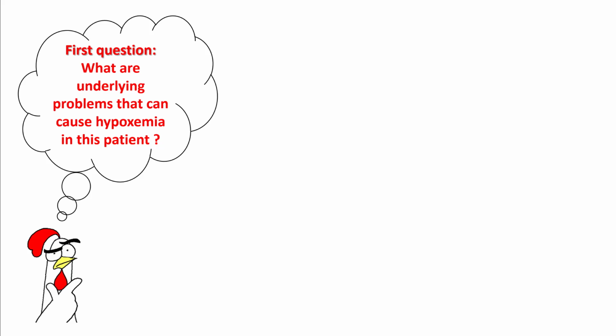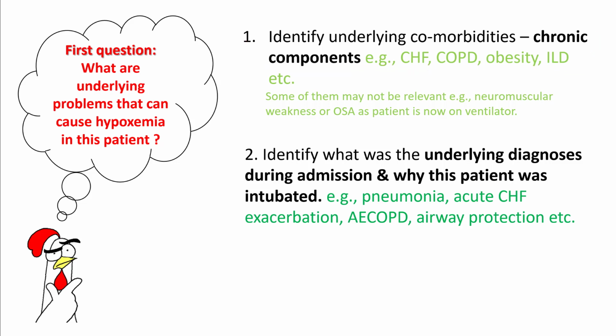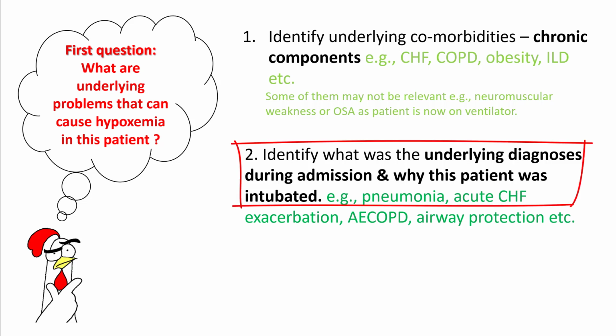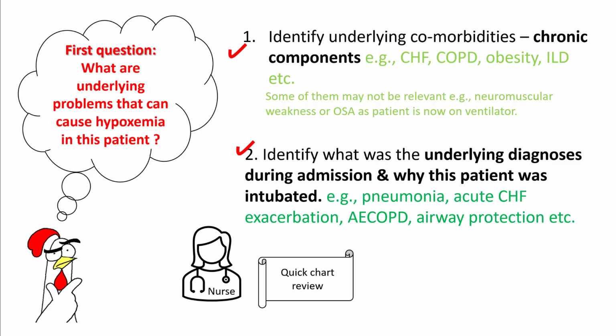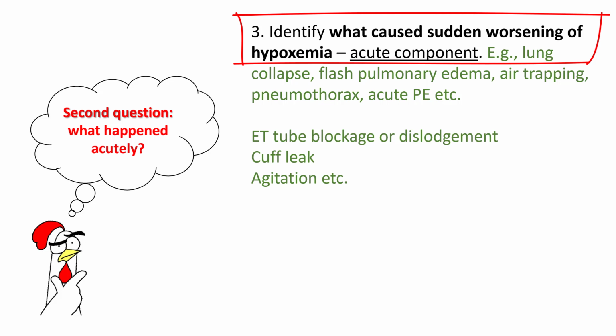The first question you should ask is what are the underlying problems that can cause hypoxemia in this patient, and you're looking at two things. The first thing is the chronic components like heart failure, COPD, obesity, ILD, etc. Some of these may not be relevant, like neuromuscular disorder or sleep apnea, as the patient is now on a ventilator. Always know what the underlying diagnosis was during admission and why this patient was intubated. Make sure that you talk to the nurse, who can give you a pretty good idea quickly, or quickly review the chart.